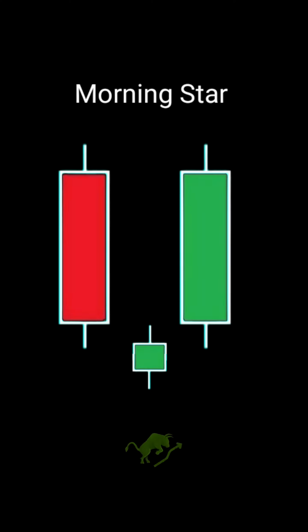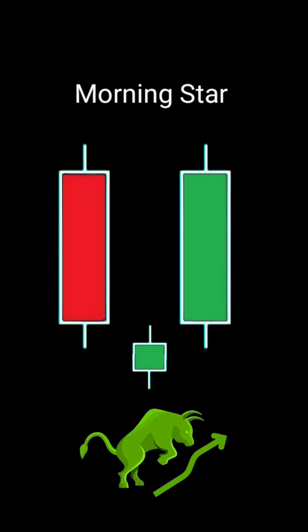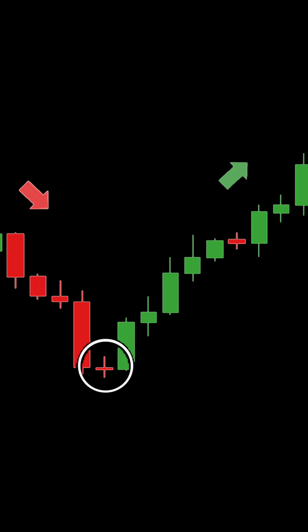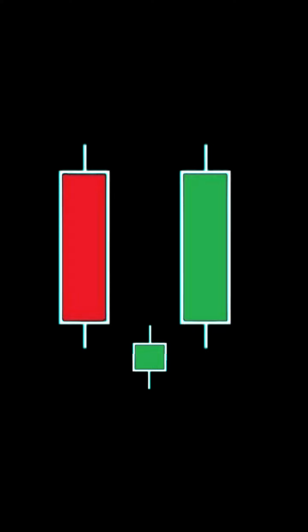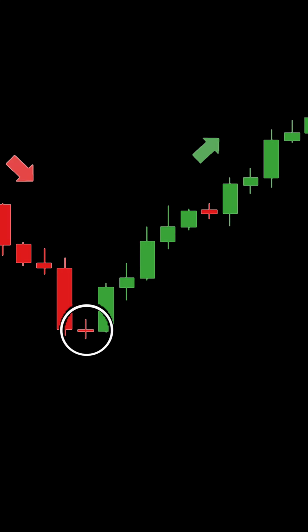The morning star is a bullish candlestick pattern that often indicates a potential reversal of a downtrend. It typically consists of 3 candlesticks and forms at the bottom of a downtrend. Here's how the pattern is identified.